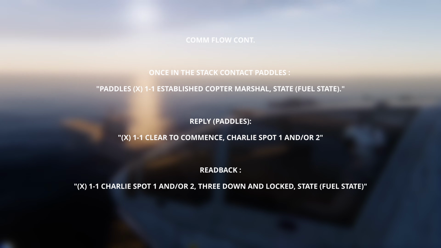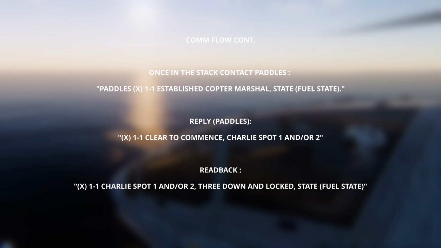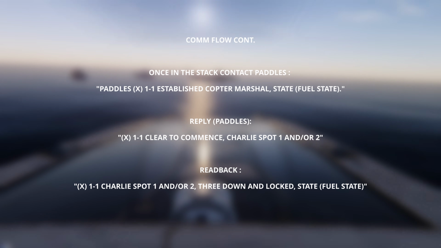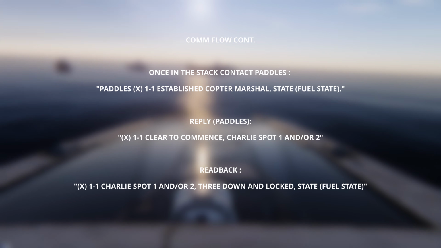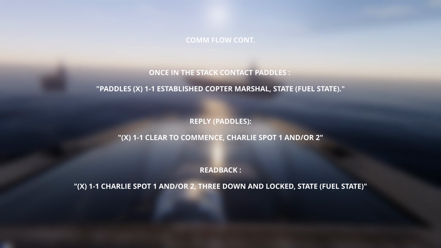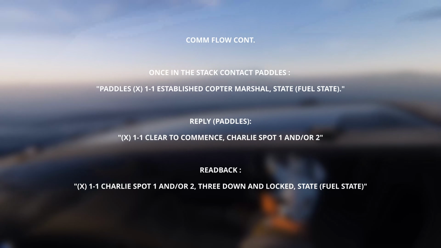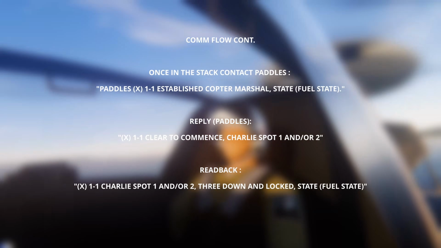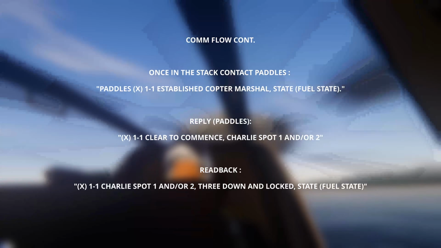Paddles is going to reply to you with: X-ray 11, clear to commence, Charlie spot 1, or 2, because sometimes you'll fly as a single, sometimes you'll fly in pairs. Most of the time you'll be in pairs, so they'll most likely give you the clearance with: X-ray 11, clear to commence, Charlie spot 1 and 2. And you can just give them that readback: X-ray 11, Charlie spot 1 and or 2, and then 3 down and locked, which is just letting them know that all of your landing gear are down and in the locked position, and then you give them your fuel state one more time. After that, that's basically the comm flow, and it should be pretty self-explanatory.